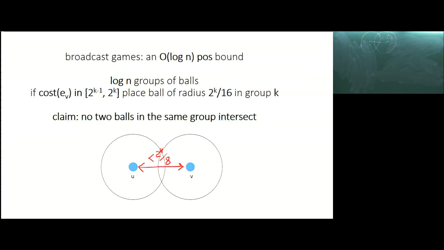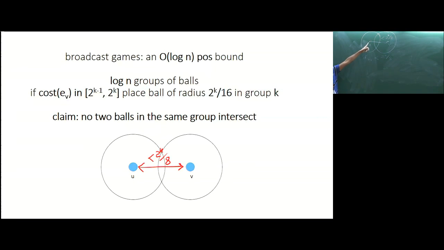Right? Otherwise, they wouldn't have intersected. I'm drawing balls of radius 2 raised to k over 16. If they have to intersect, then this distance is less than the sum of the two radii. Okay, so the distance is less than 2 raised to k over 8. So that's the first observation: the distance from u to v is less than 2 raised to k over 8.